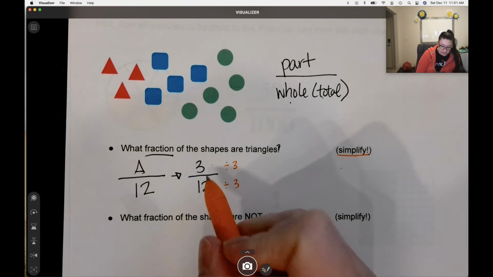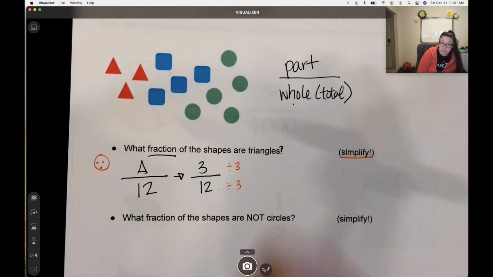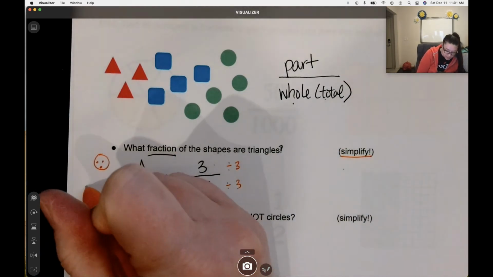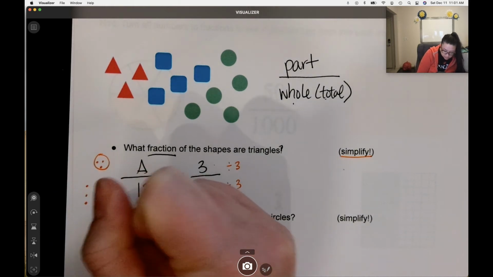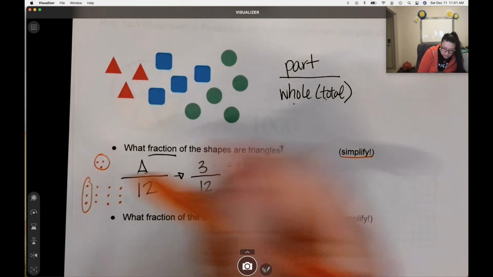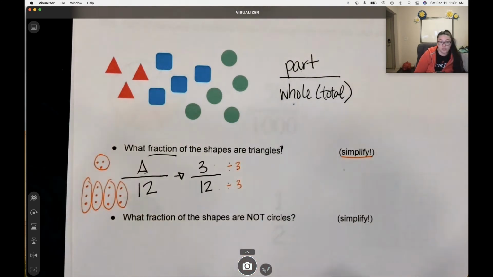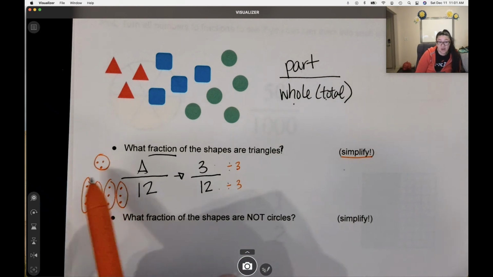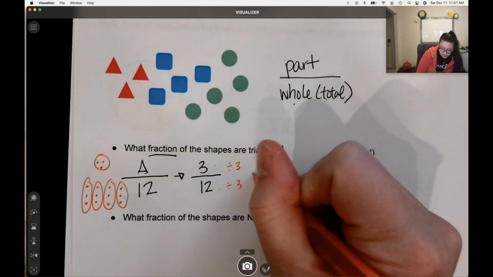One way that I know that is if I have 3 dots, that makes one whole perfect group. But then if I have 12 dots, I can make groups of 3. Here's a group of 3. Here's a group of 3. Here's a group of 3. Here's a group of 3. So if you find out what groups evenly cut up both numbers, that's a number you can divide by.